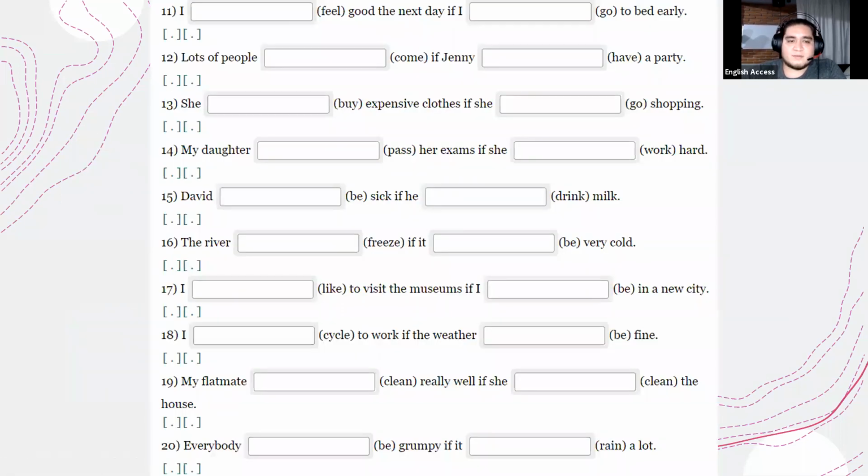okay. Now we have here an exercise with the zero conditional. Okay. So we have 11, 12 until 20 because 1 to 10 is going to be homework. Okay. You're going to have a lot of homework today. So please do not hate me or hate me. I don't mind.